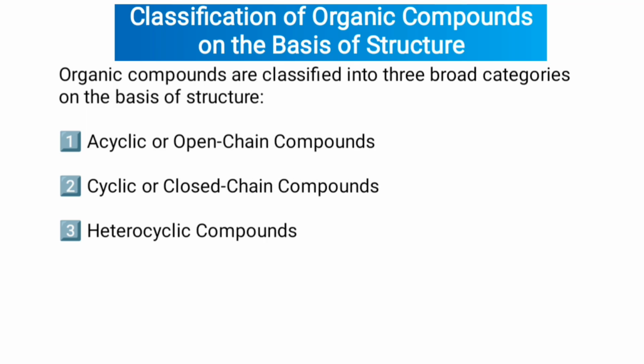Classifications of organic compounds on the basis of structure. Organic compounds are classified into three broad categories on the basis of structure. First one, acyclic or open chain compounds. Second one, cyclic or closed chain compounds. Third one, heterocyclic compounds. So let's understand each one in detail.